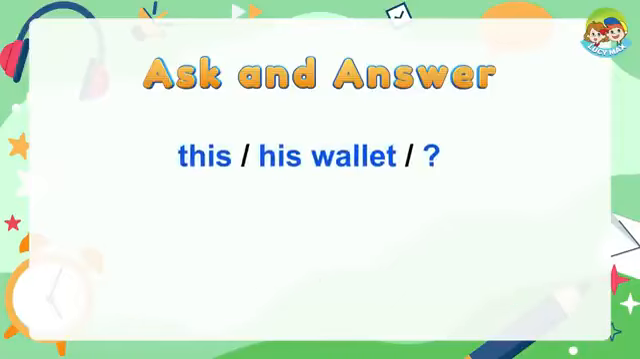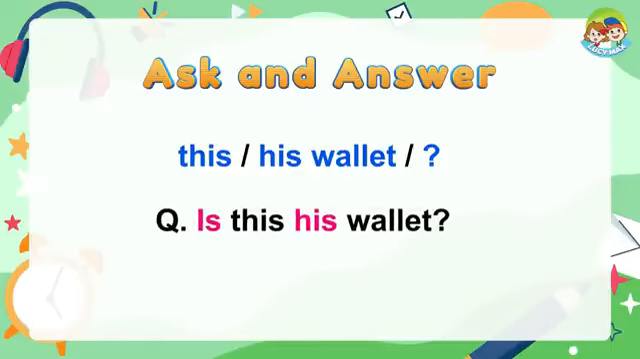Is this his wallet? We use the be verb is with this. So the question is, is this his wallet? The answer starts with no. So we say, no, it isn't.